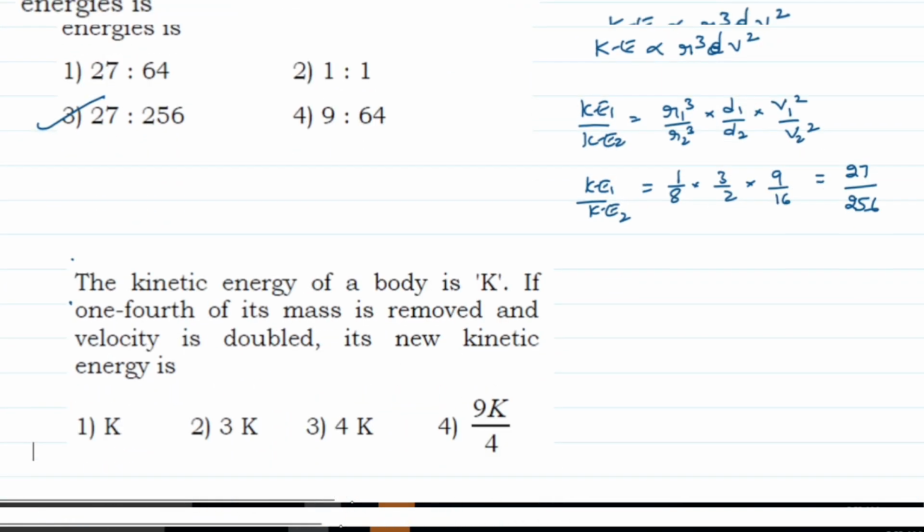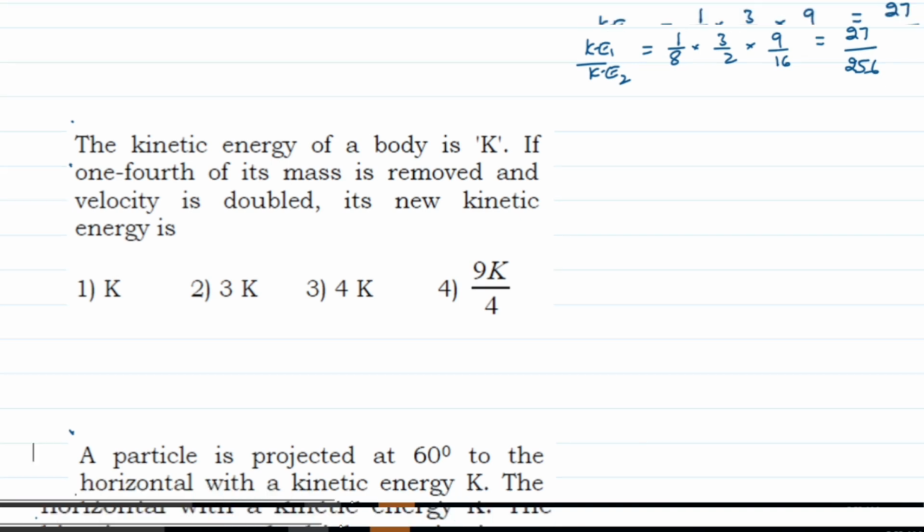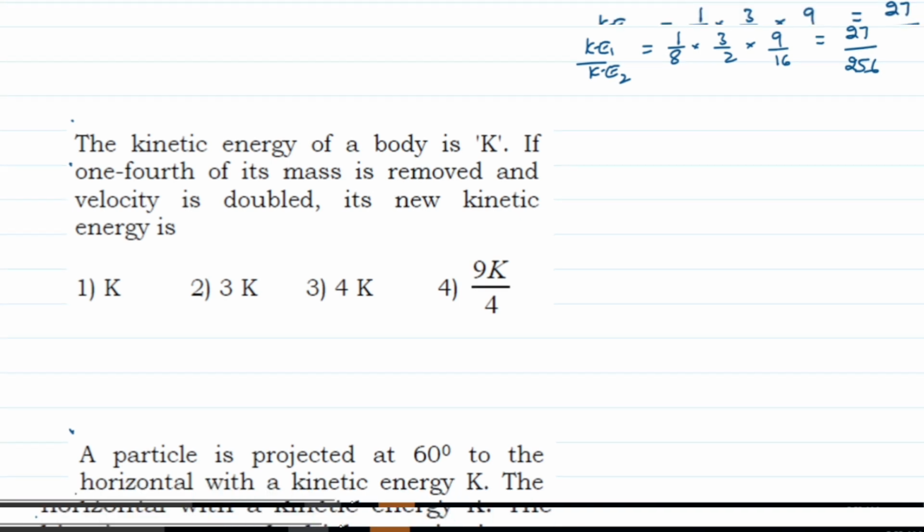Now let us see the next question. The kinetic energy of the body is given as K. If 1/4 of its mass is removed and its velocity is doubled, they are asking for the new kinetic energy. So initially the kinetic energy of the body is K equals half mv square.